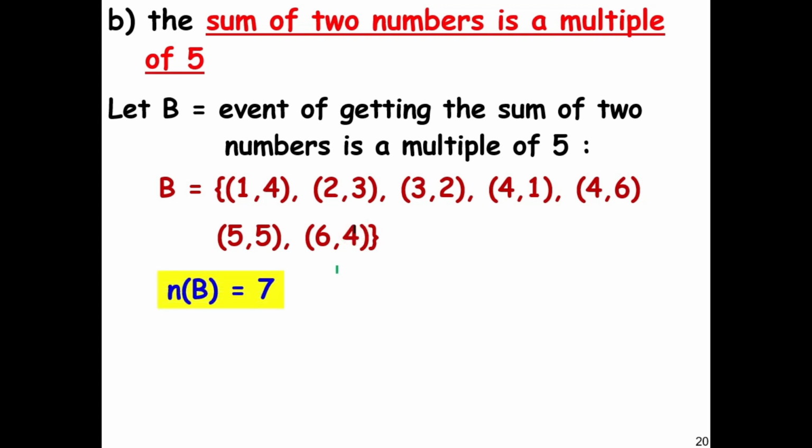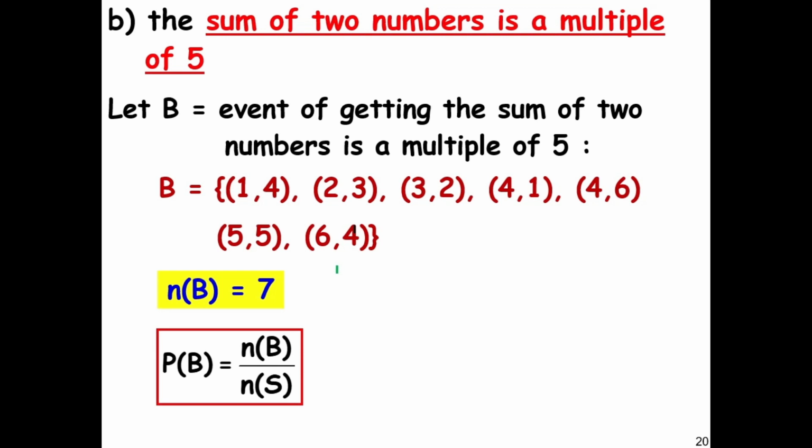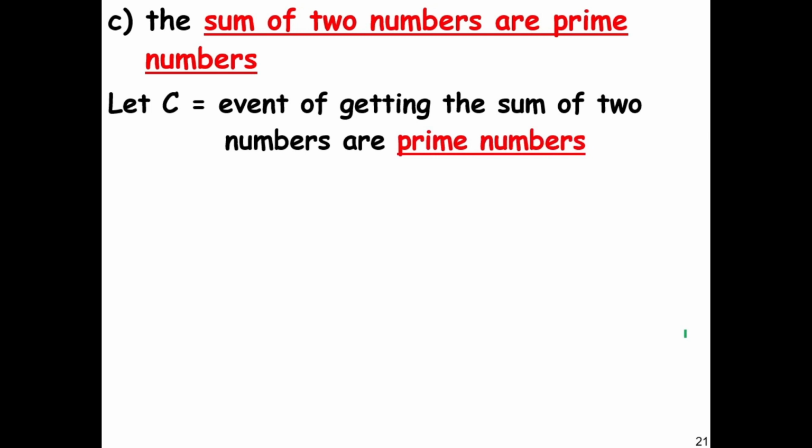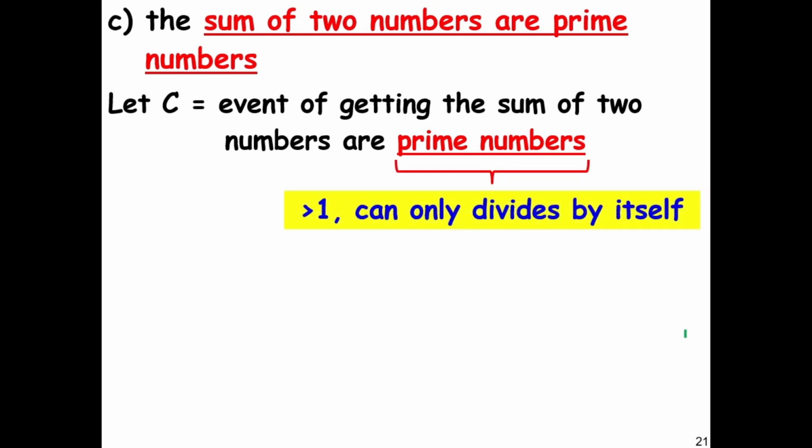Once again, by using the formula of probability, P of B equals N of B over N of S, the answer for this question is 7 over 36. Part C, find the probability that the sum of the two numbers is a prime number. So we begin with letting C be the event of getting a sum of the two numbers that is a prime number, where the prime numbers are numbers greater than 1 that can only be divided by 1 and themselves. So they start from 2, 3, 5, 7, 11, and so on.